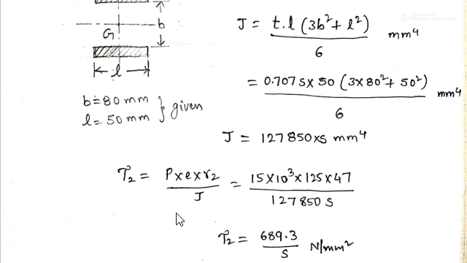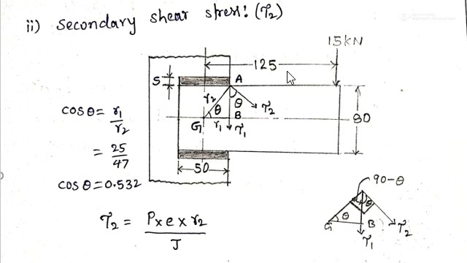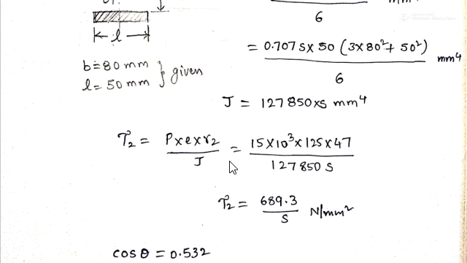So to find tau 2, substitute these values. We have already seen this formula, P into E into R2 by J. P is the load, that is 15 kilonewtons or 15 into 10 to the power of 3 newtons. E is the eccentricity, we have seen it is 125. If you see, this is the eccentricity, this is 125. Load is 15 kilonewtons. So this is P 15 into 10 to the power of 3, E 125, R2 we got 47, and J is 127,850 into S. If we simplify that, we get tau 2 as 689.3 by S Newton per mm square, secondary shear stress, and cos theta we have calculated as 0.532.